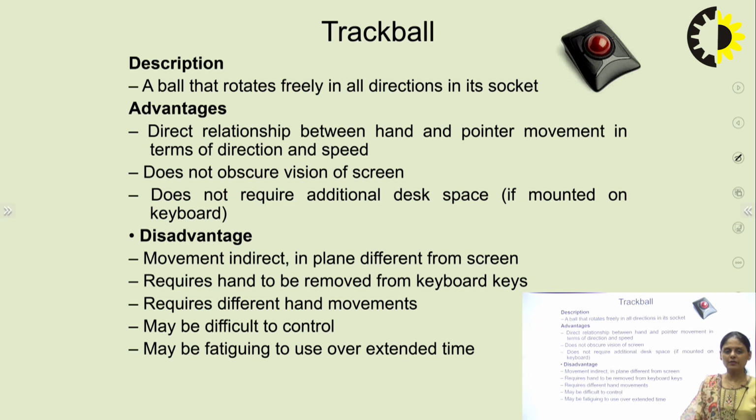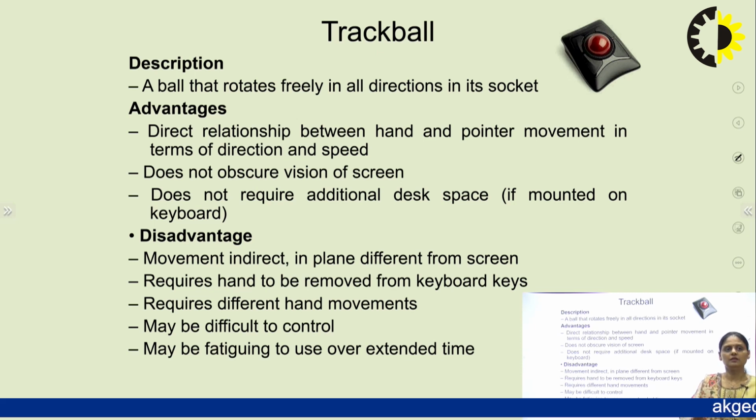It does not obscure the vision of the screen as well, and it does not require additional desk space. Whatever the space is there, it is mounted on the keyboard, and there it can be easily moved. There are certain disadvantages, such as the movement is indirect, in a plane different from the screen. So there can sometimes be a mismatch between the eye movement and the trackball moving device.